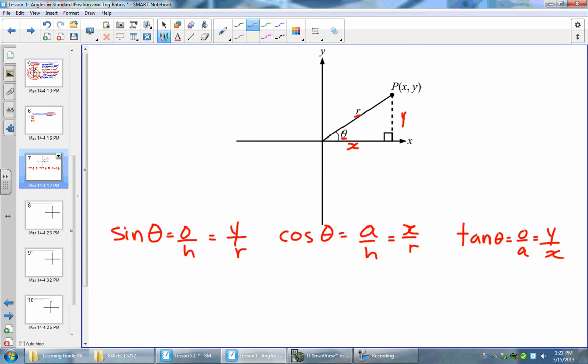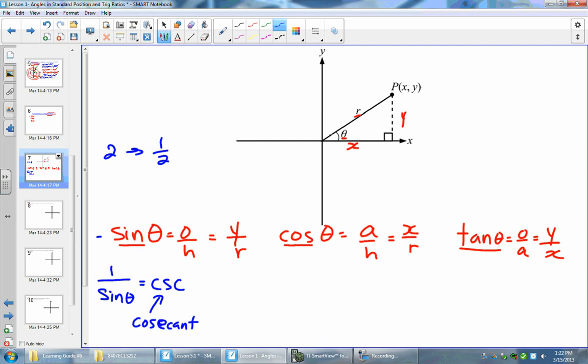But now we introduce the reciprocals of each of these three ratios. And remember, what is a reciprocal? Well, to find the reciprocal of a number, let's say 2, you simply flip it. And that's exactly what we're going to do to each of these functions, or each of these ratios. So the reciprocal of sine theta is simply going to be 1 over sine theta. But instead of saying 1 over sine theta, we're going to denote it as cosecant. So CSC stands for cosecant. And that's what we refer to as the reciprocal of sine.